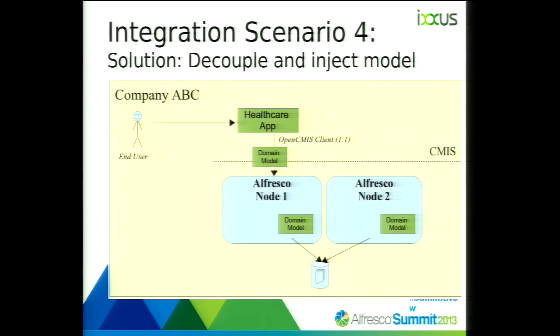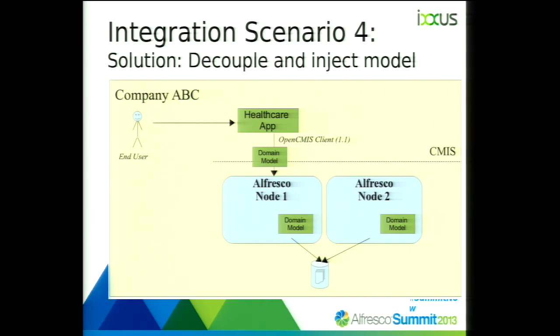So here, let's adopt CMIS 1.1. Let's create the healthcare app externally and have it talk CMIS. And when it starts up, it will actually inject its domain model. So it will take the healthcare model with patient records and stuff, for example, and inject that into a running Alfresco, which is pretty cool. And then you can update, you can manage that.